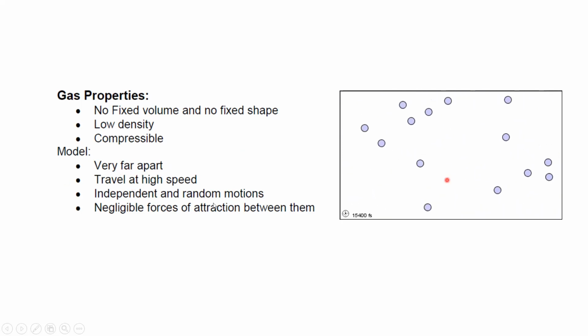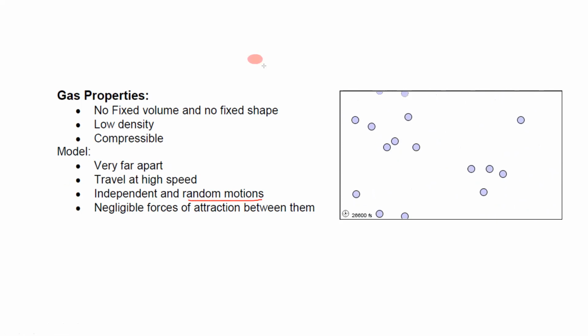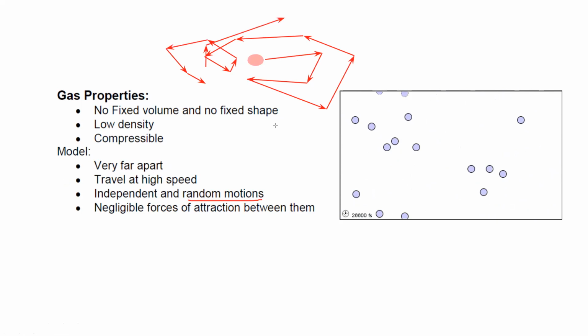Particles in gases are very far apart. They normally travel at a high speed. They are moving randomly. When we say they are moving randomly, it means there is no particular direction. Like if this was a particle, this particle can change its direction many times. So there is no specific direction in which this particle is moving. And there is a negligible force of attraction between the particles, or the force between the particles is very weak.